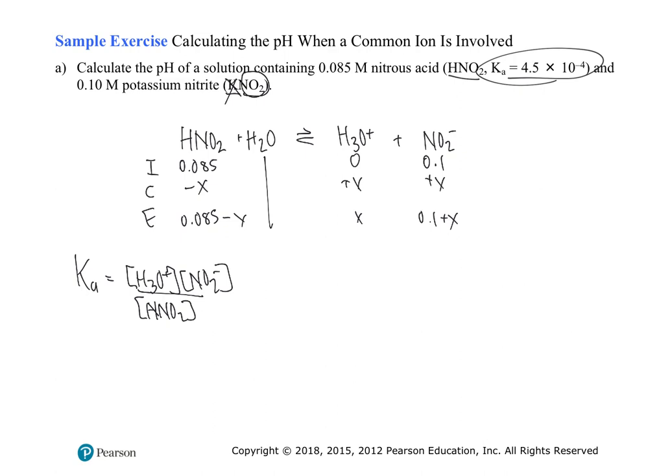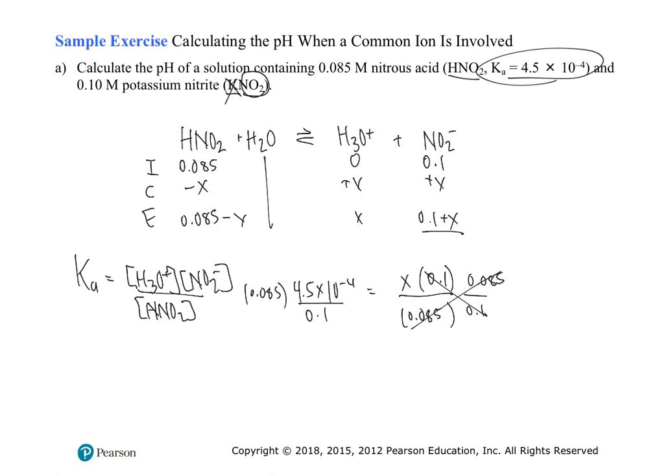So then when I plug this in, I have my Ka, 4.5 times 10 to the negative 4, equals X times, now this is a common ion, so I get to get rid of that 0.1 and don't have to put the plus X. And then I'm going to put 0.085 on the denominator. So then I'm going to get X by itself, I'm going to divide by 0.1 to get rid of that, and times by 0.085. And so then I have X equals my hydronium concentration.